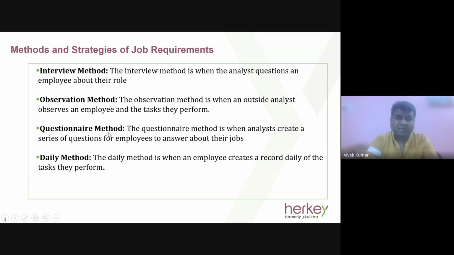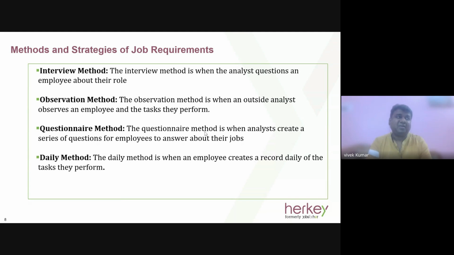Okay. Then comes the questionnaire method. So the questionnaire method is when the analyst would create a series of questions for employees to answer about their job. Now again, I would put that this can work for both technical and non-technical jobs, or any job for that matter. And wherein maybe you can have probably 5 or 10 very common questions, and then you can also have a few questions which are very, very specific to that role.